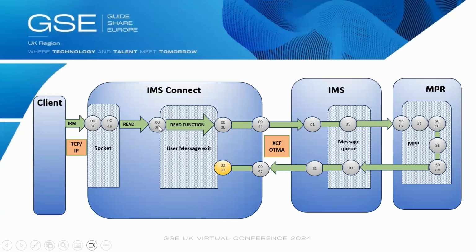You see 003D here, but now 003D is transferred here, which says it enters the user message exit. Here we remember we had converted the client message into IMS readable format. Now we are converting the response to the client readable format. So you see this XMIT function, that is the transmit function, which happens inside the user message exit. And this event represents that the response has left the user message exit.